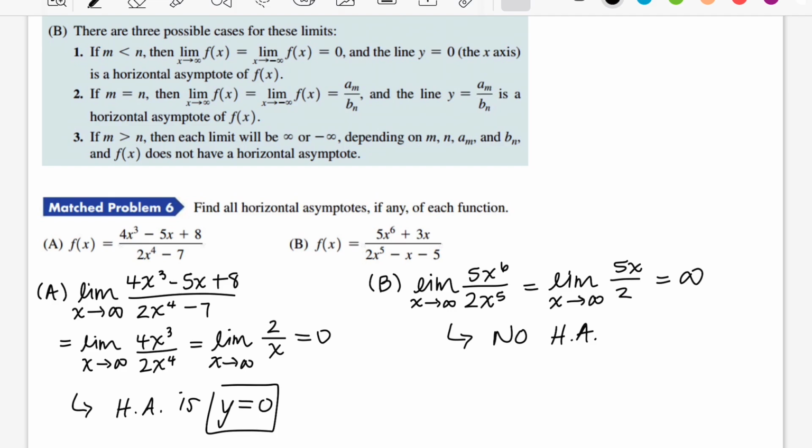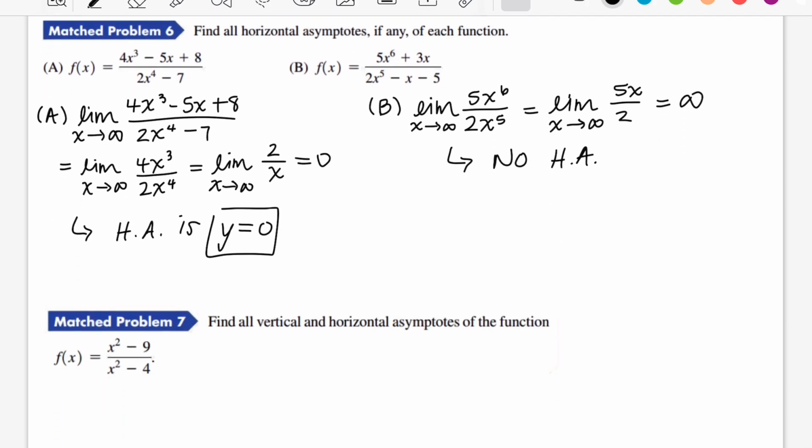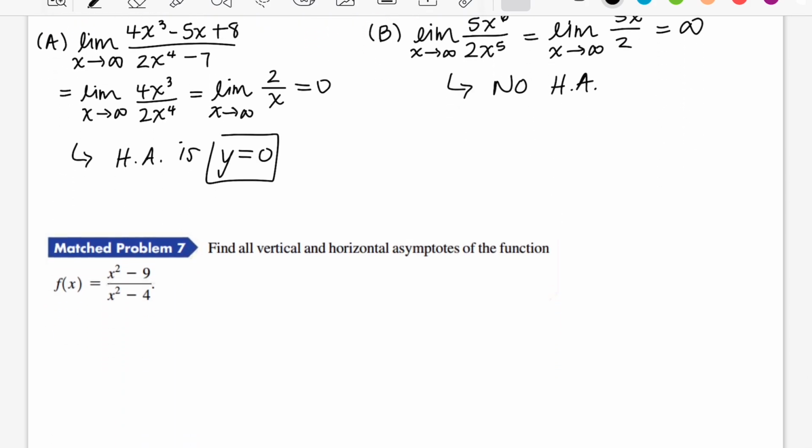All right. And then we just have one more problem for this section. What we want to do is find all vertical and horizontal asymptotes of our function. So remember, for our vertical asymptotes, we want to see which values will make the denominator 0 here. So we have x squared minus 4, and we want to figure out which values will make that equal to 0. So solving for x, we get x squared is equal to 4, and then taking the square root of both sides, we get x is equal to positive 2 and negative 2.